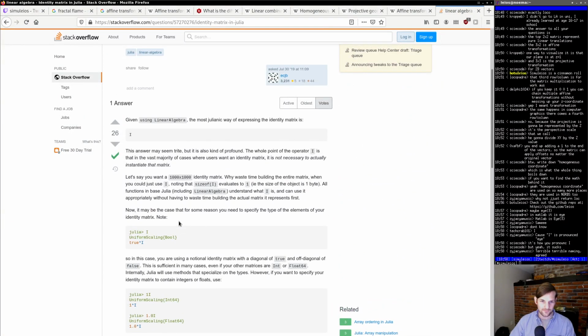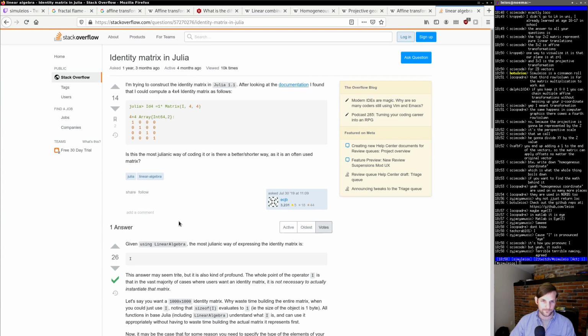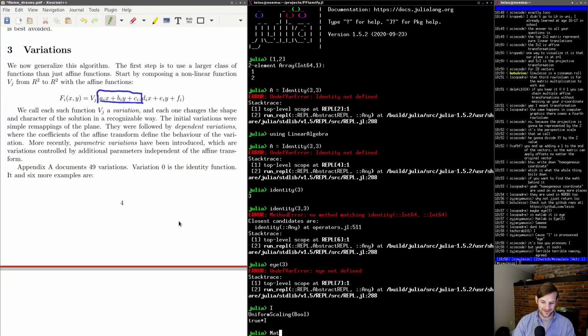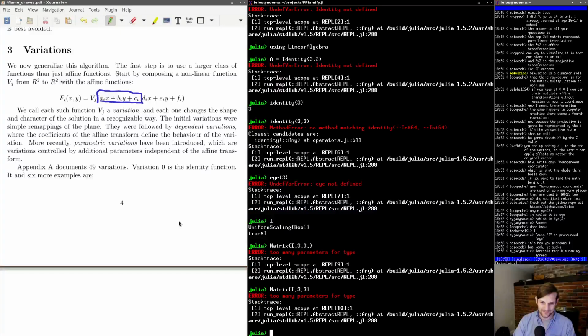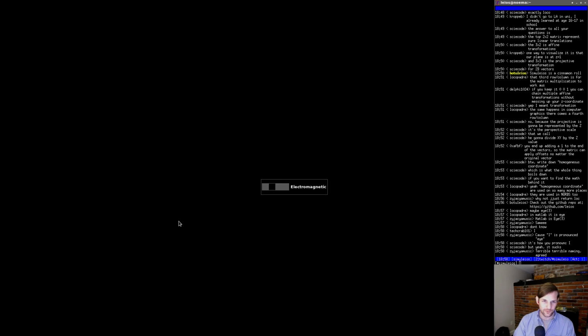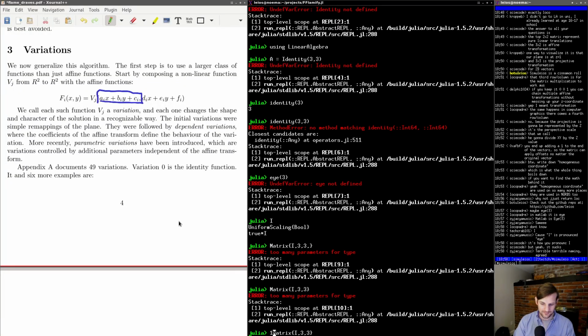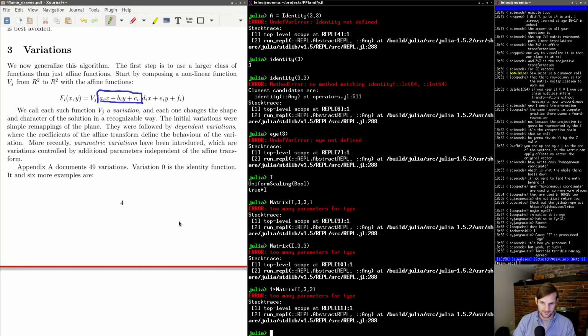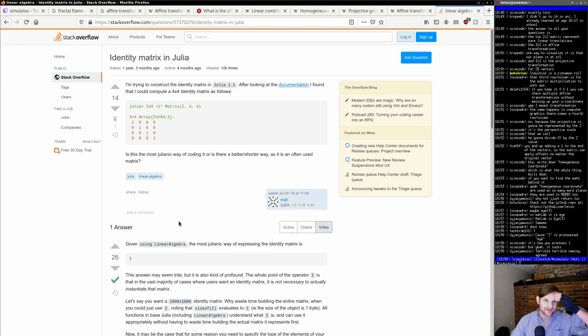Let's see, what do we have here? ID is going to be equal to matrix I. Can I do that? I 3, 3. Oh, this is so dumb. What are they doing here? ID 4 is equal to 1 times... What are they doing? I 4, 4. Does this work?